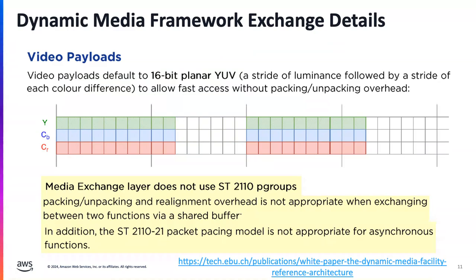So their suggestion is to go with 16-bit planar YUV and specifically not to do 2110 P groups so we don't have to pack and unpack to align 10-bit data with 8-bit bytes. I think it makes some sense. We have to have a lot of discussion about this, though.